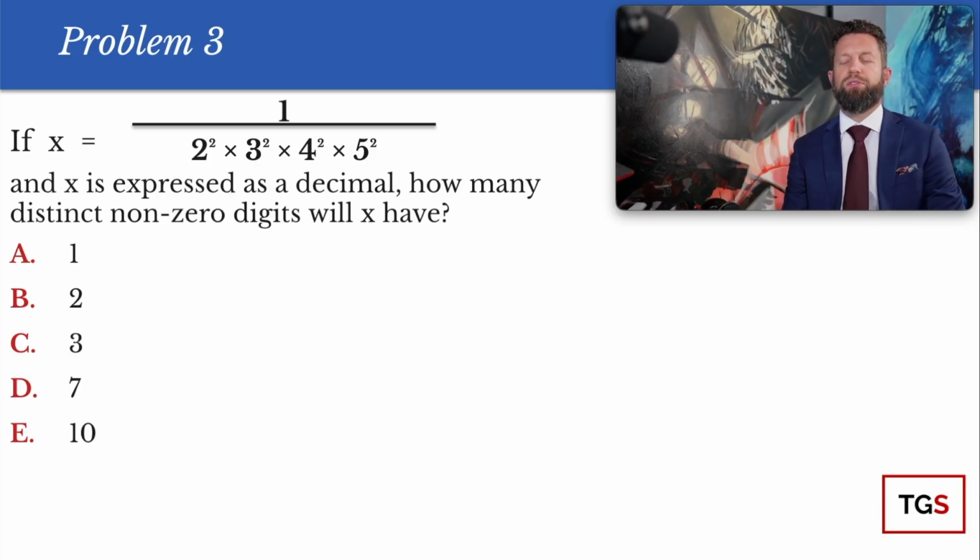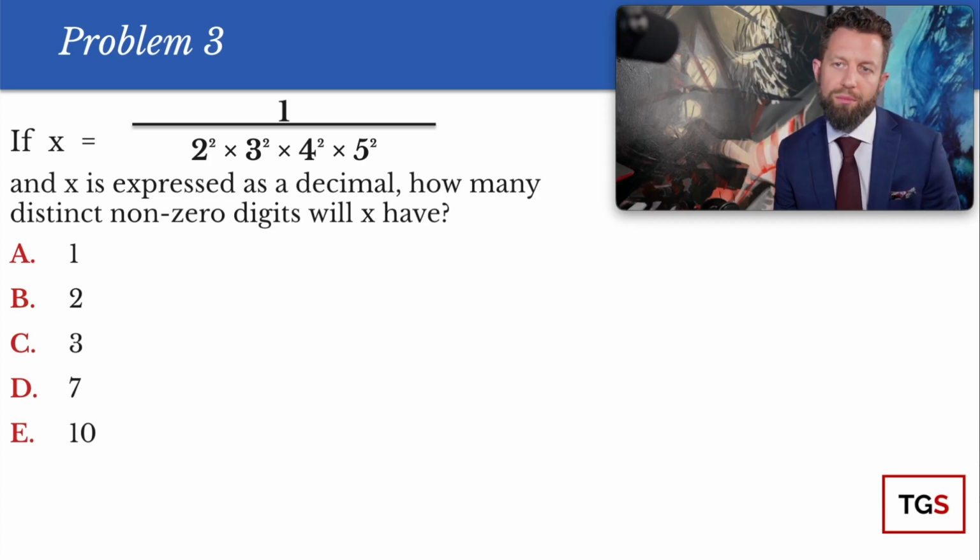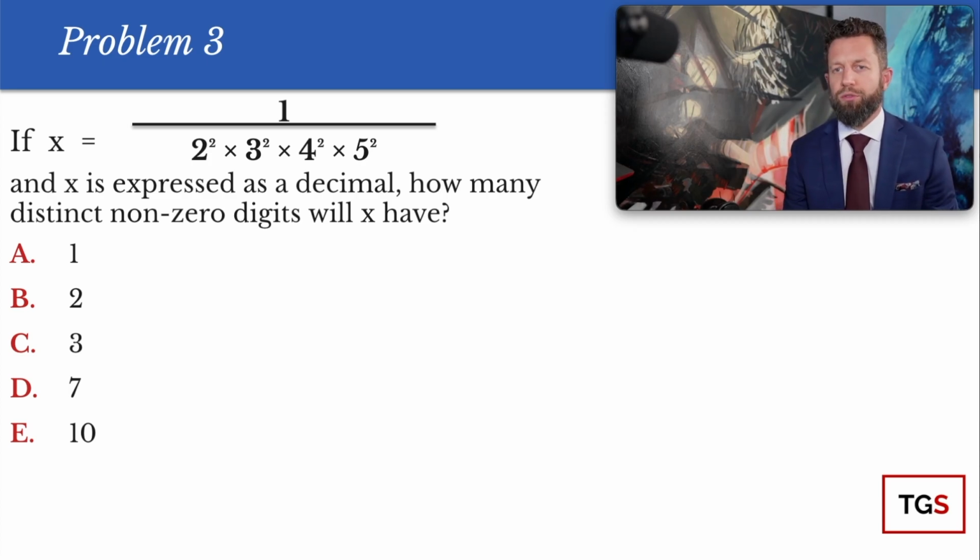And again, feel free to check out the video feed for the visual here if you want. But if you're on the bike or you're at the gym, I'll read it for you one more time. If x equals 1 divided by 2 to the second times 3 to the second times 4 to the second times 5 to the second is expressed as a decimal, how many distinct non-zero digits will x have?